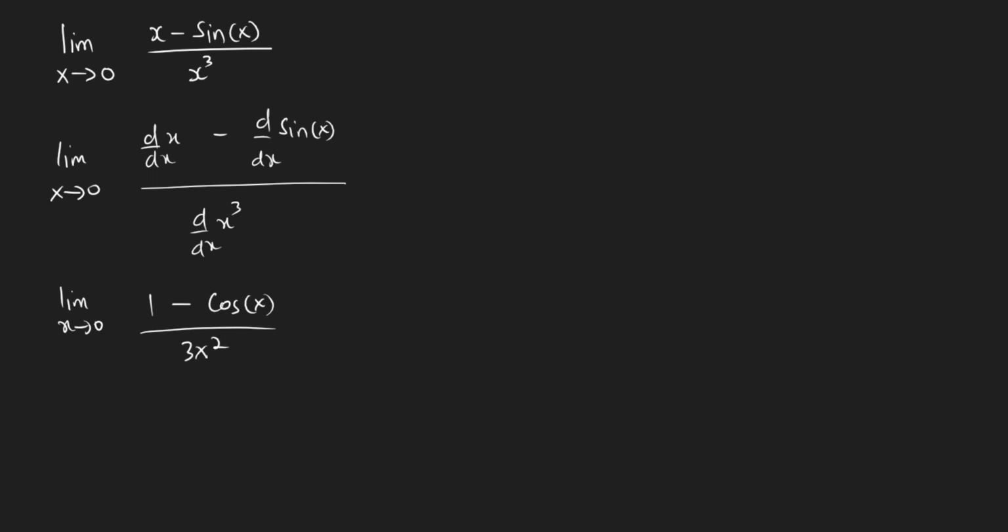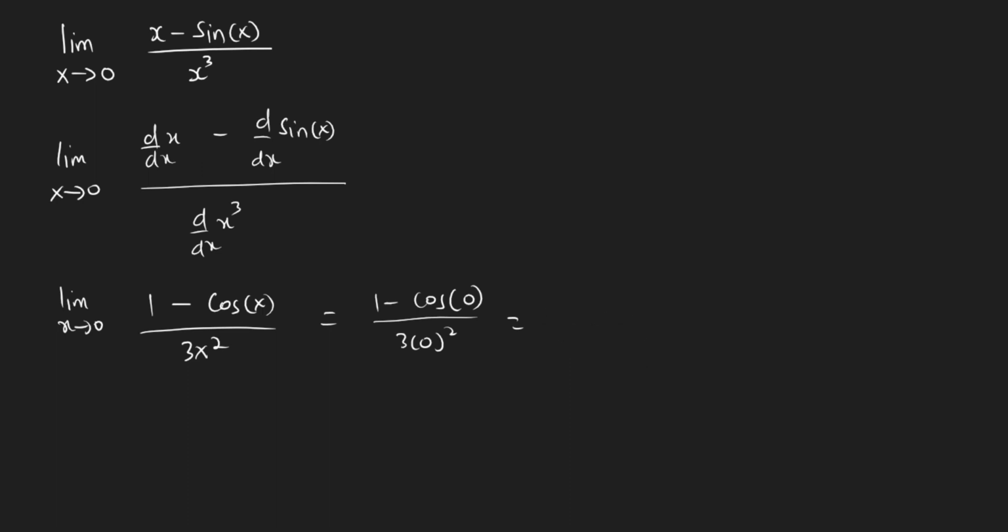So at this point, let's try direct substitution and see what will happen. We're going to have 1 minus cosine of 0, divided by 3 into bracket 0 squared. Cosine of 0 is 1, so I'm going to have 1 minus 1 divided by 0. That will give us 0 over 0. So you see that you have an indeterminate form again.